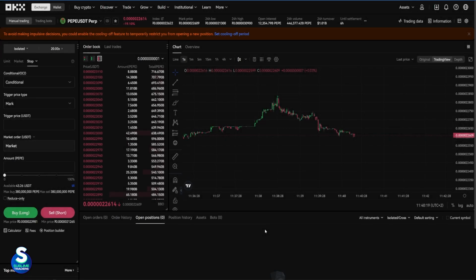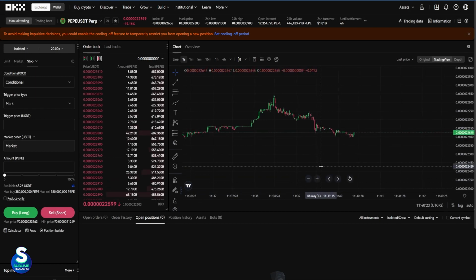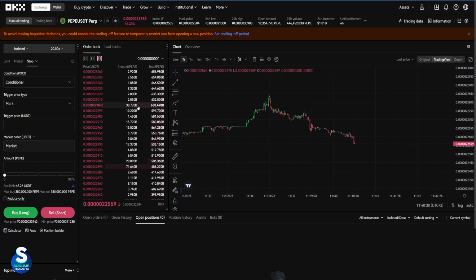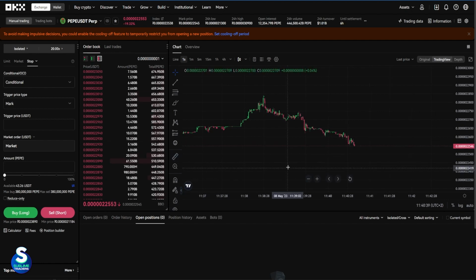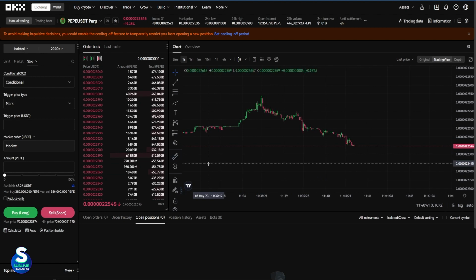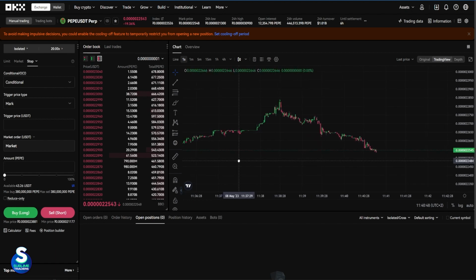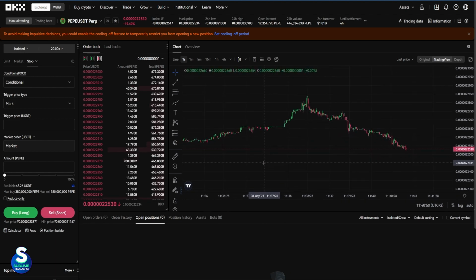Third, you will need to modify your interface so that it is pretty intuitive for you. So in my case, this layout is the fastest way I can place orders on the OkEx interface itself. And fourth, you will need the strategy. And the strategy is pretty simple, extremely simple even.